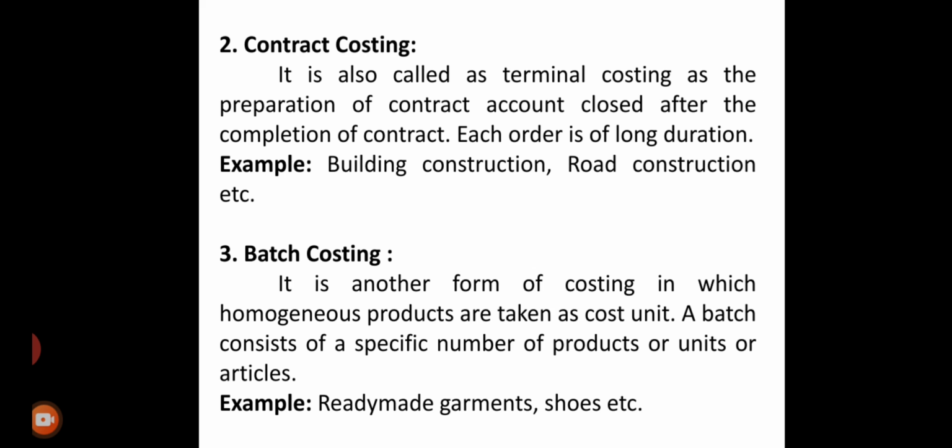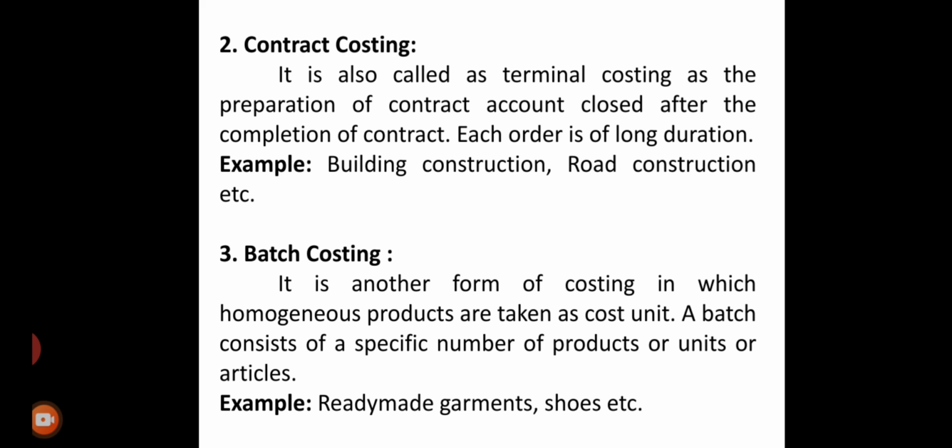Contract costing. It is also called terminal costing, as the contract account is closed after the completion of the contract. Each order is of long duration. Example, building construction, road construction, etc. Contract costing is also terminal costing. It is completed only after closing of a particular project. Best example is construction of road, bridge, dams, etc.